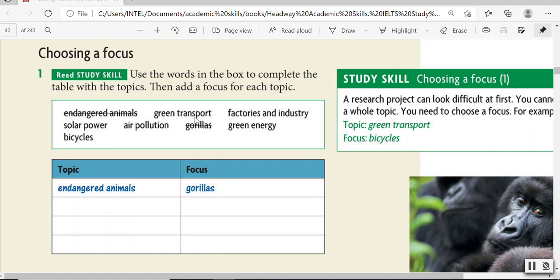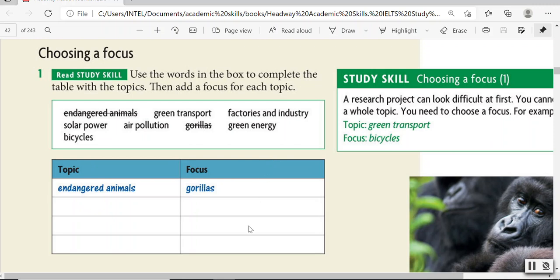We have green transport, as I mentioned, and factories and industries, cargo. Solar power, air pollution. Solar power means solar energy. Air pollution. And green energy and bicycles. Okay, put these words in here in topics and under focus.